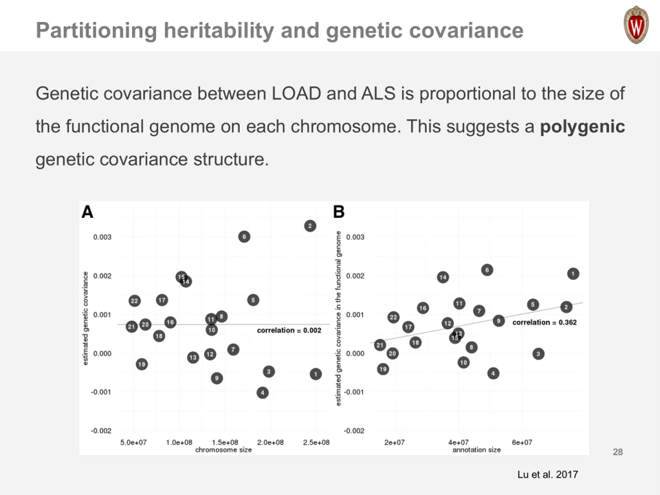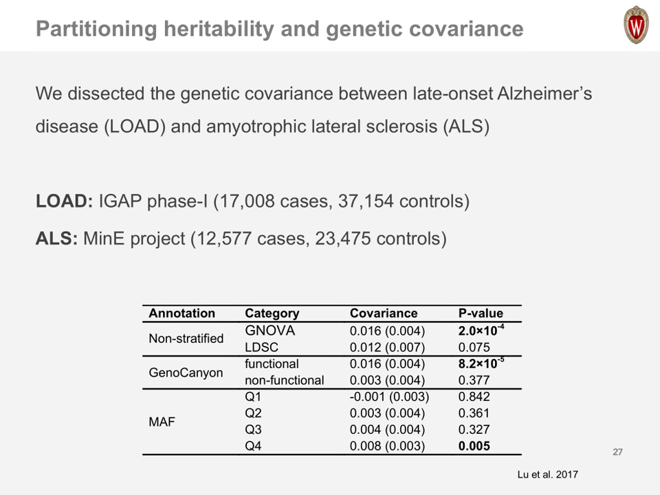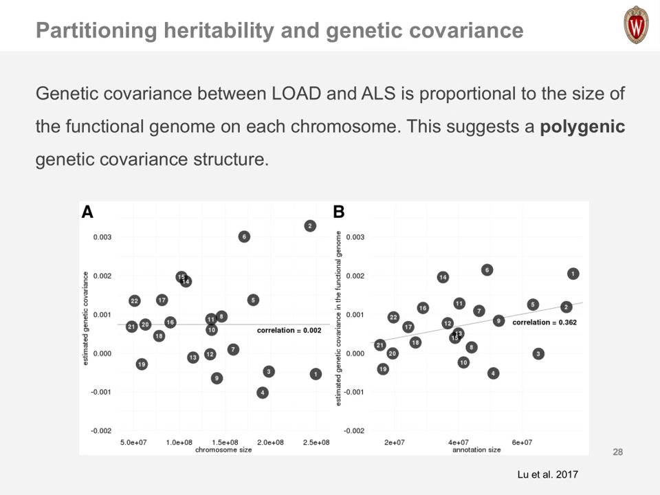But remember, in the previous slide, I showed you that all the covariance comes from predicted functional region. So if you just remove the non-functional region and plot the size of functional region on each chromosome versus the covariance explained by SNPs in functional region, now you see a linear trend. So it's actually polygenic. The shared genetics between these two traits is polygenic. But if you don't remove non-functional regions in your genome, it introduces a lot of noise and basically hides the signal. Okay, that's the point.